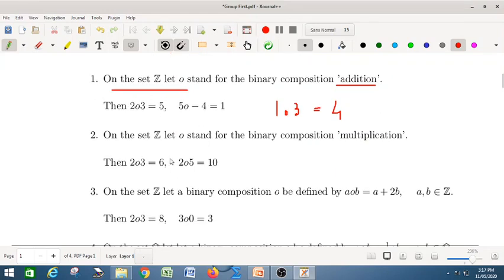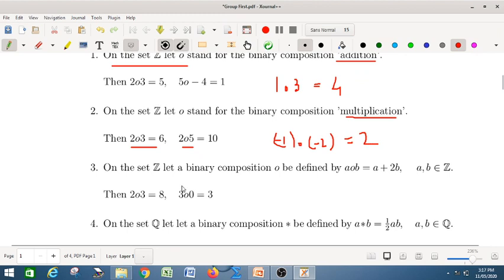Again we say on the set Z, circle stands for the binary composition multiplication. Then 2 circle 3 is equal to 6, 2 circle 5 is equal to 10, because we are doing multiplication. Again minus 1 circle minus 2 equals 2, because we are taking Z, the set of integers, positive and negative integers.